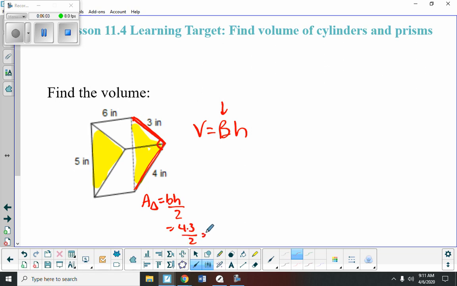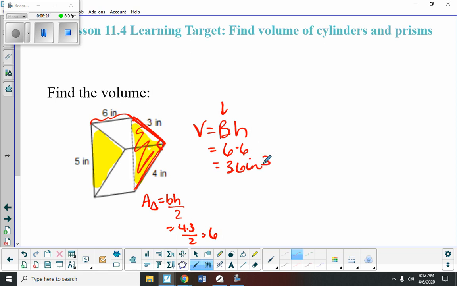So that would be 12 over 2, which is 6. So the area of the base is 6. And the height, that is the distance between the two bases. That would be 6. So that would give me 36 inches cubed.